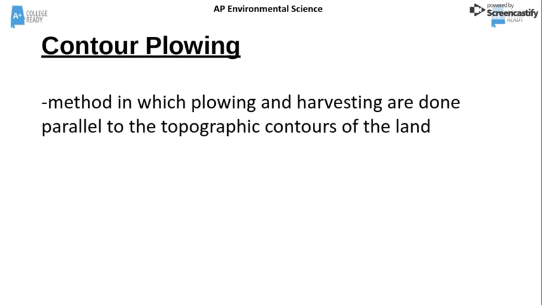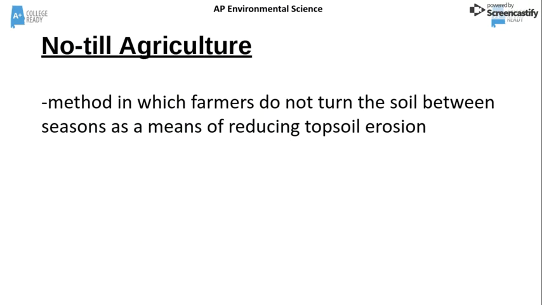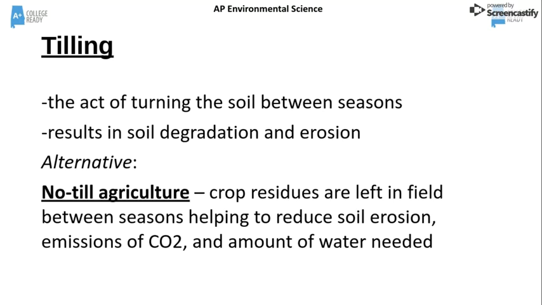Contour plowing is the method in which plowing and harvesting are done parallel to the contours of the land. No-till agriculture is the method in which the soil is not turned between seasons in order to reduce topsoil erosion. The crop residues are left in the field, helping to reduce CO2 emissions and the amount of evaporation of water from the soil.